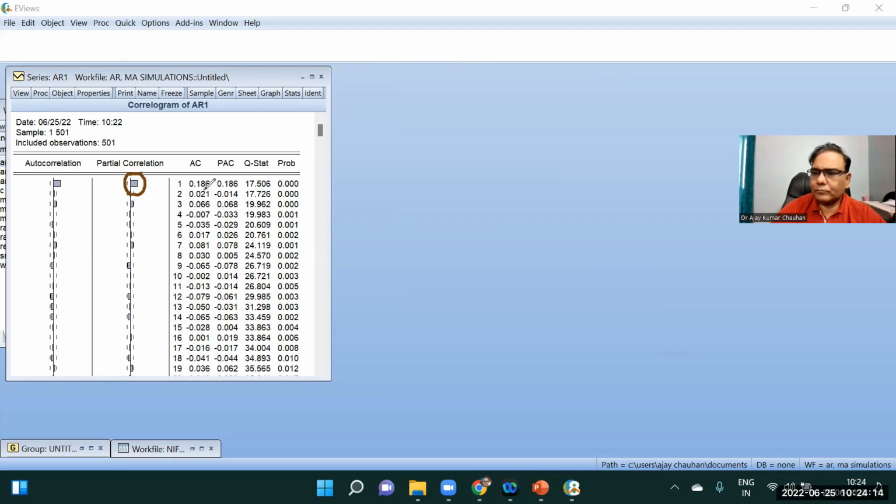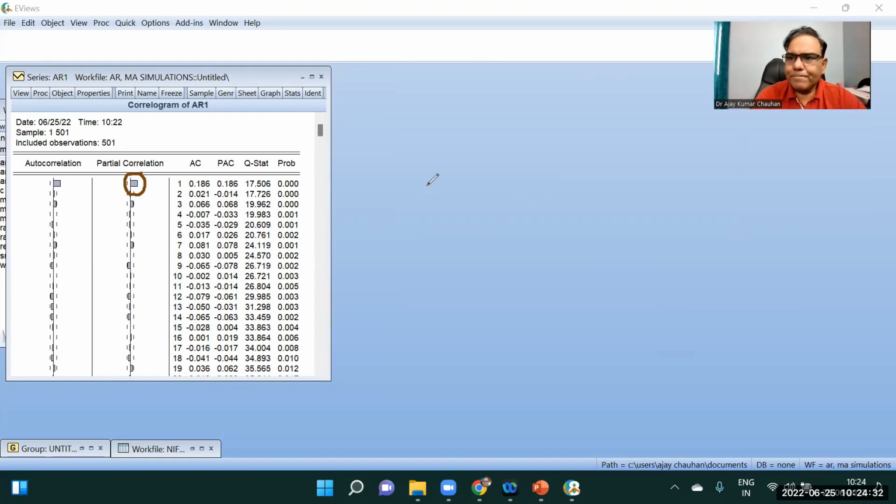in partial correlation. Now, what is partial correlation? Partial correlation is the correlation between yt and any lag after controlling for the intermediate lags. Let's say yt is correlated with yt minus 1, yt minus 1 is also correlated with yt minus 2, and yt minus 2 is also correlated with yt minus 3. So this is a chain.